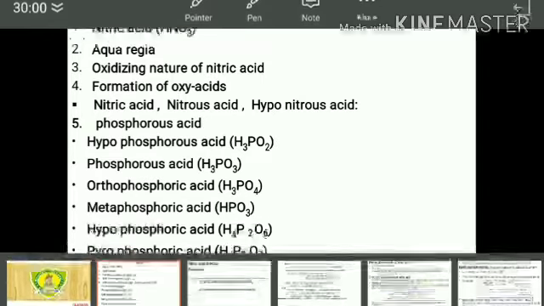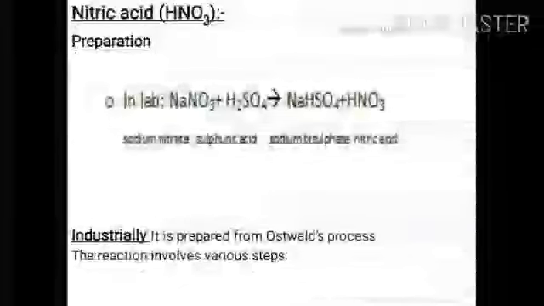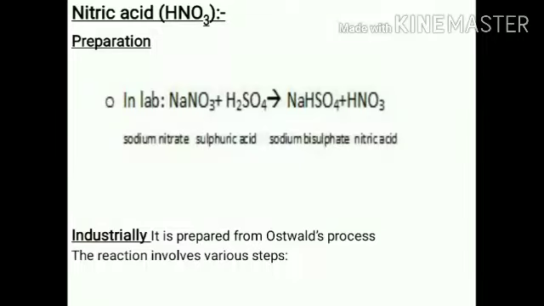Now start. Point first. What is nitric acid? The formula of nitric acid is HNO3. This is a compound which you used in your laboratory, and I think you know very well what nitric acid is, and you see the bottle of nitric acid in your laboratory. In the laboratory, you see HCl, H2SO4, and nitric acid. These three acids are generally present on the table of the laboratory. How to prepare nitric acid?